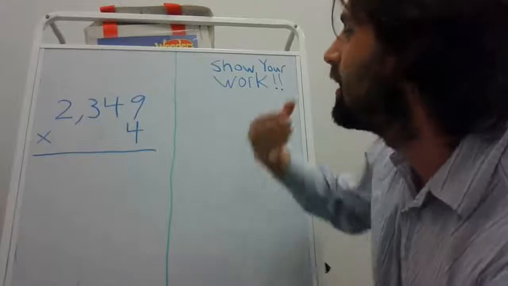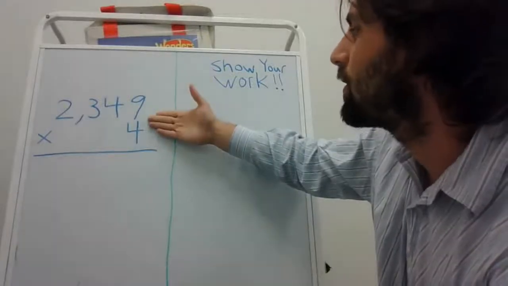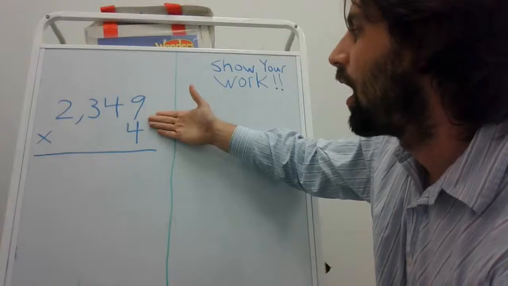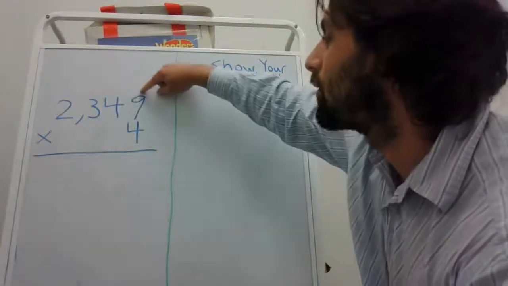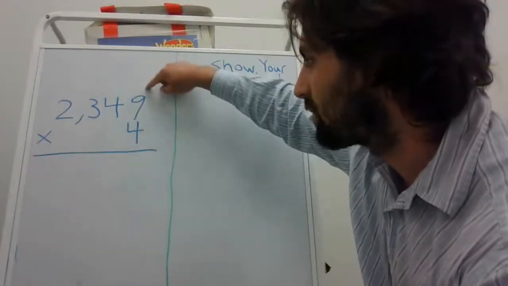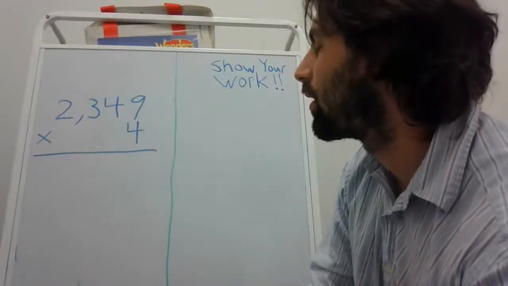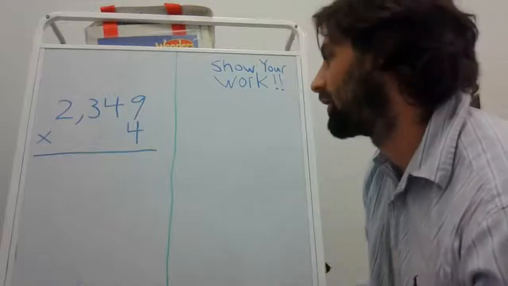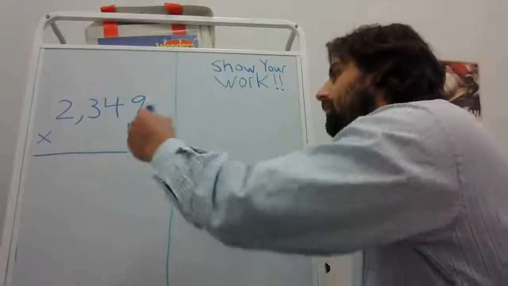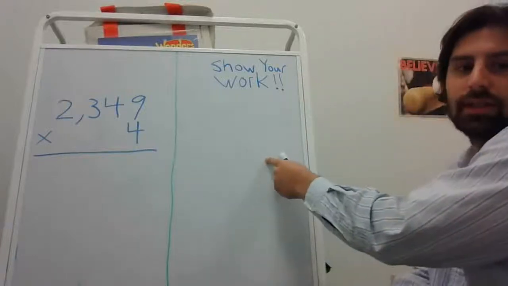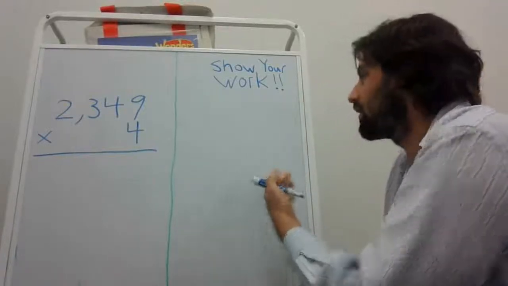So the strategy for solving this problem is very similar to 2-digit by 1-digit and 3-digit by 1-digit. You multiply all of the numbers by 4 and you start in the ones place. The only difference is there's more numbers to carry over. That's really the only difference. But we're going to start out by multiplying 9 times 4. As you can see, I have a show my work area over here.